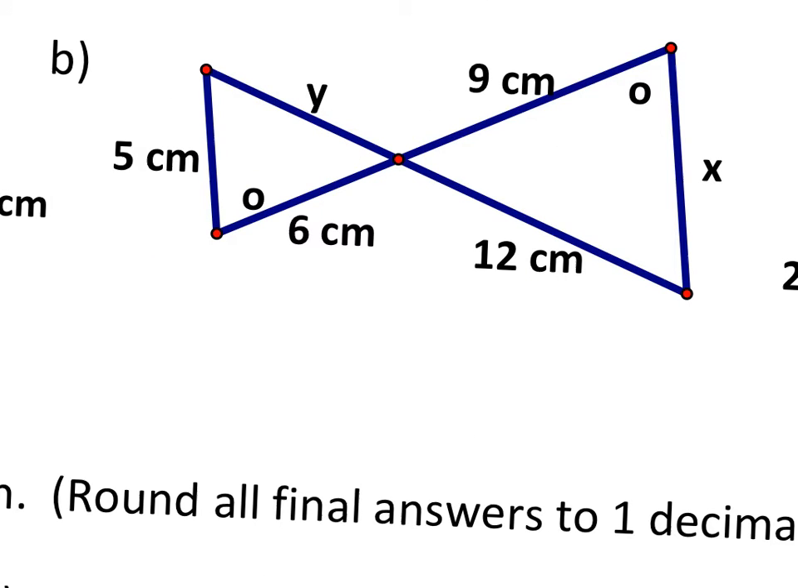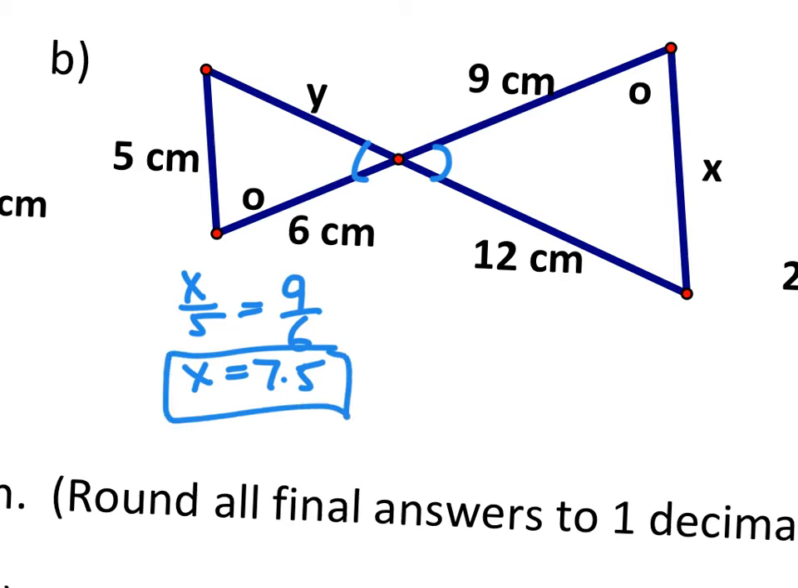One way to set up the proportions here, given that we have these similar triangles because of the angle-angle similarity theorem, would be to say that x to 5 is equal to 9 to 6. So cross multiplying, x is 7.5. Cross multiplying, I would have 9 times 5 is 45. So 6x is 45. When we divide by 6, that's how we get x is 7.5.